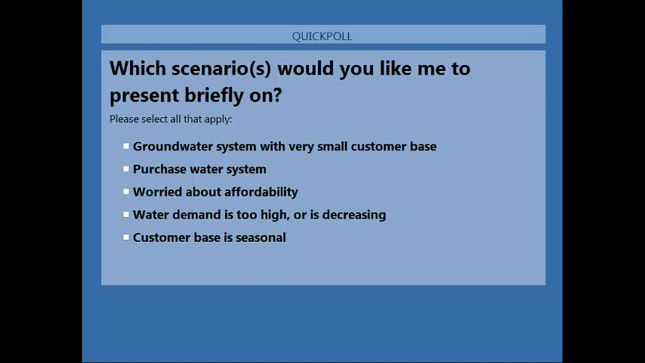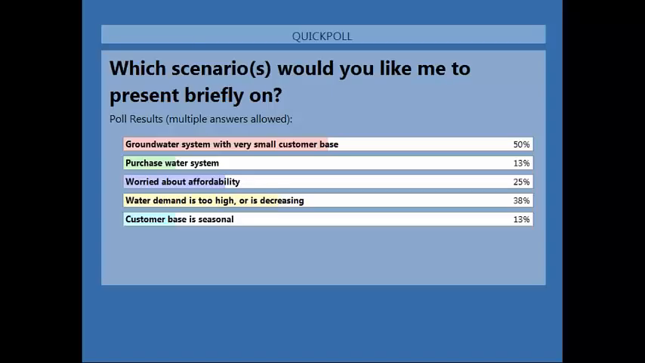Okay, thank you. So it looks like a groundwater system with a very small customer base, followed by water demand is too high or decreasing. So I'll go through the groundwater system scenario first, then I'll talk about water demand being too high.